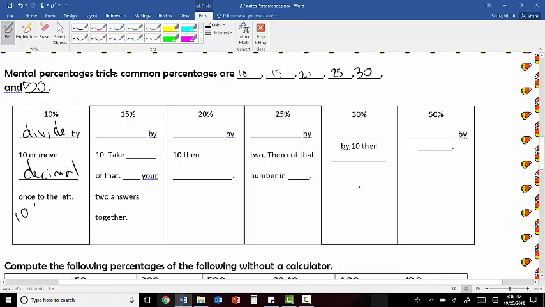The example would be 10% of 40. Divide that by 10, you get 4. Done. With 15%, you are still going to divide by 10, but then you're also going to take half of whatever you get. If you divide by 10 and get 2, then you need to take 1. And you'll add your answers together. So if we want to do 15% of 40, you first divide by 10 and you get 4. Take half of that, you get 2. Add them together, you get 6.